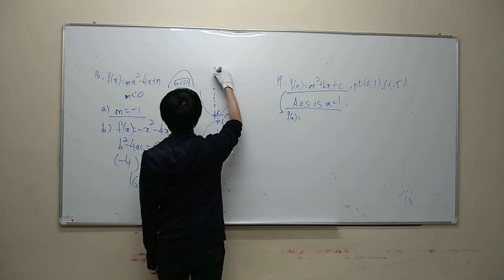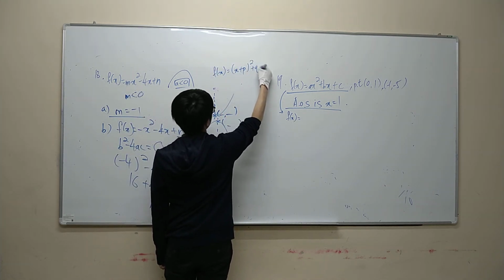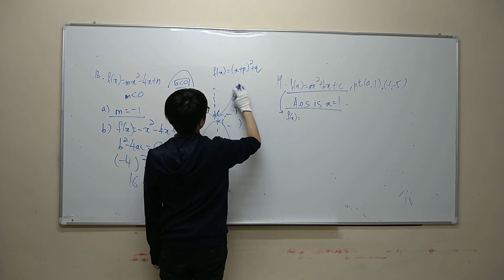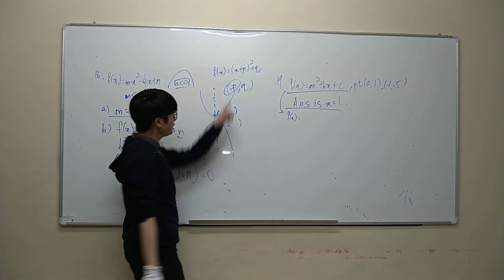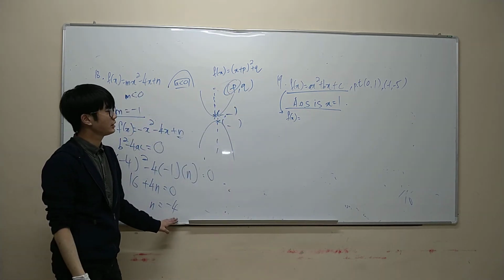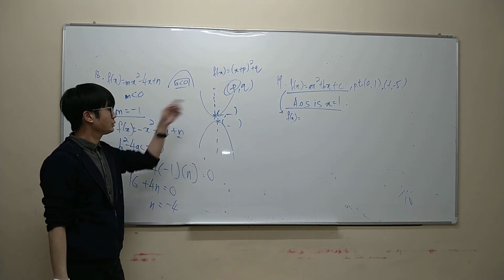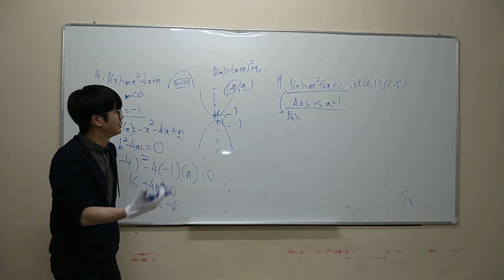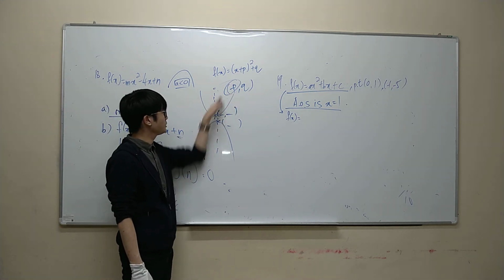You do complete the square. When you do complete the square, it will look like this: x plus p squared plus q. And the turning point will be negative p, q. This is the x coordinate of the turning point. So this will be the axis of symmetry. Okay, the axis of symmetry passes through the x coordinate of the turning point.